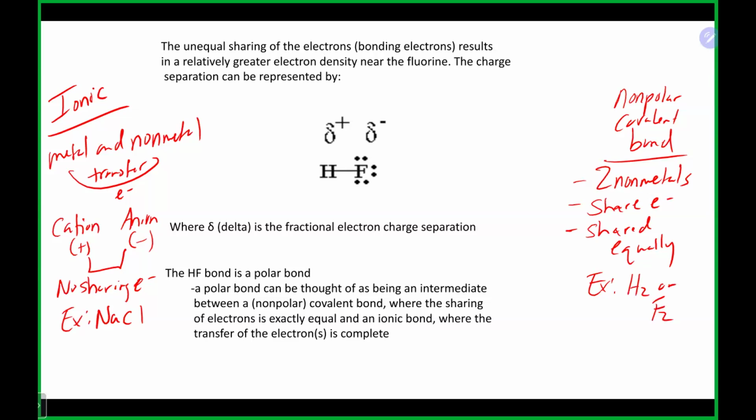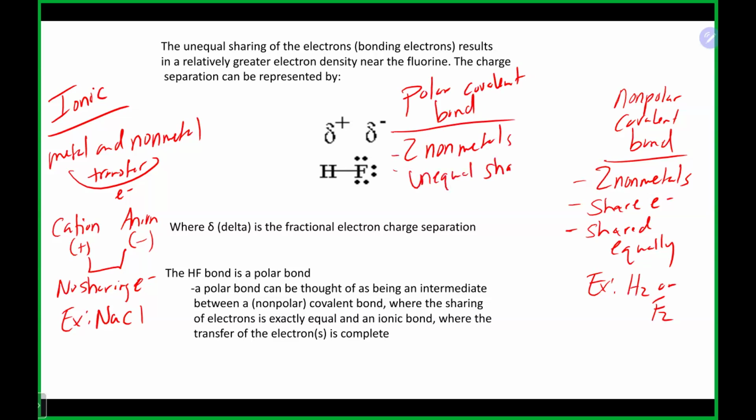And then sort of in the middle of these two extremes, if you will, we have our polar covalent bond, or just our polar bond, also between two nonmetals. The difference here is we're going to have unequal sharing of electrons. And the result of that, as we talked about and can see here, is it is going to create that partially positive side and partially negative side to this bond because of the difference in electronegativity. And obviously here, HF that we've been talking about is definitely an example of that.